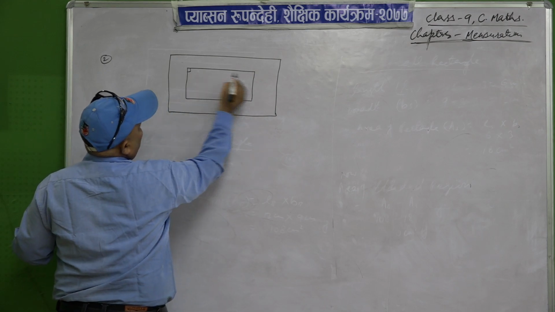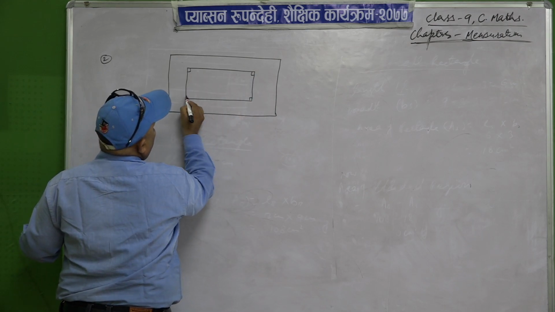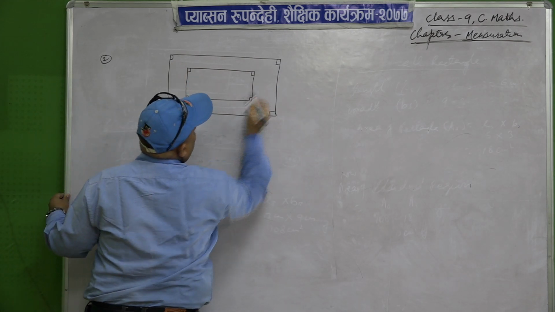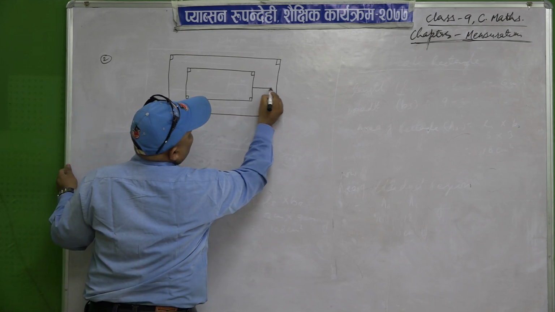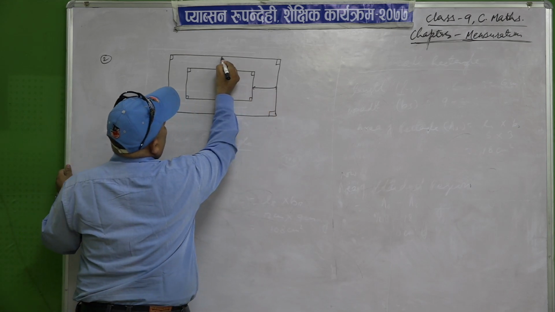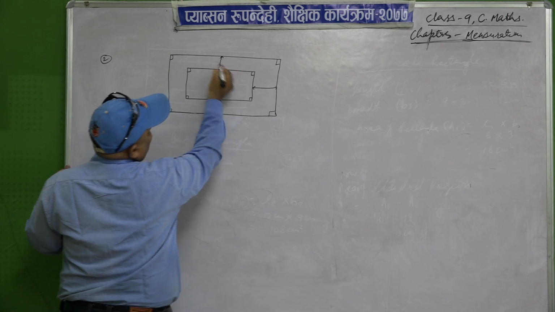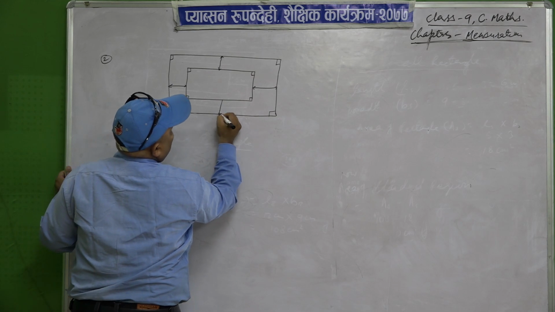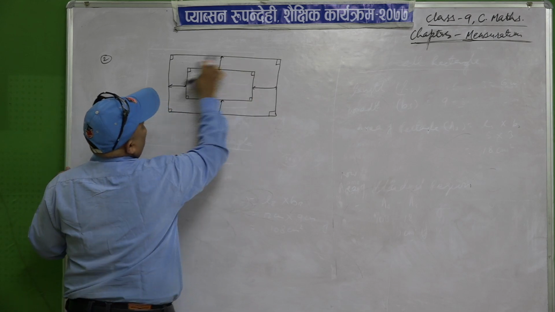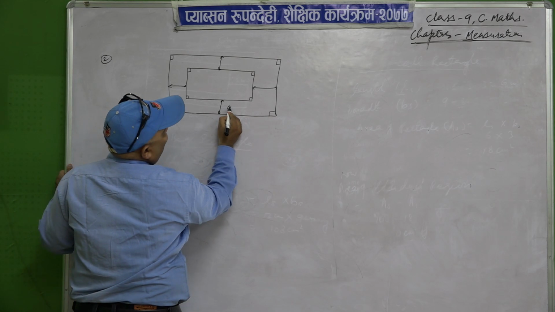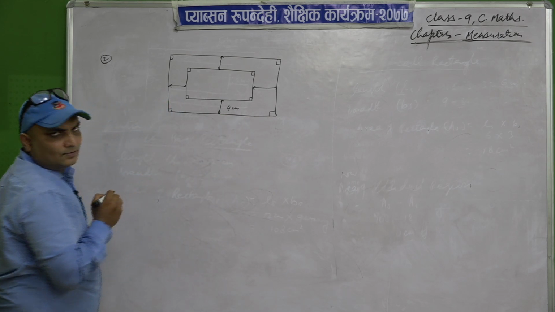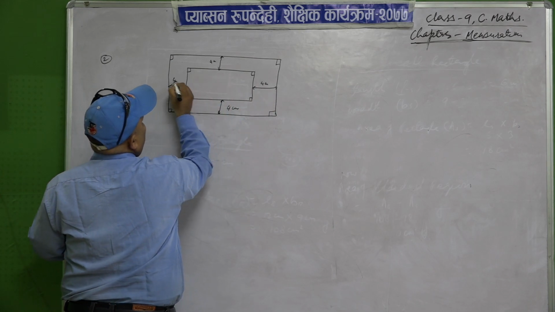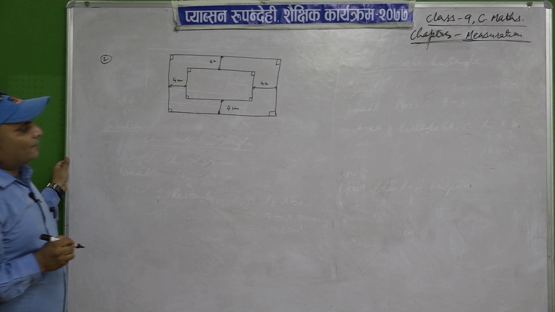Now suppose this common width, these all are common, although in the figure they do not seem the same, but suppose they are uniform width of 4 centimeter. Okay, this is also 4 centimeter, this is also 4 centimeter, this is also 4 centimeter, common or uniform width.